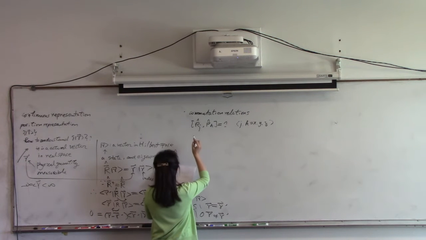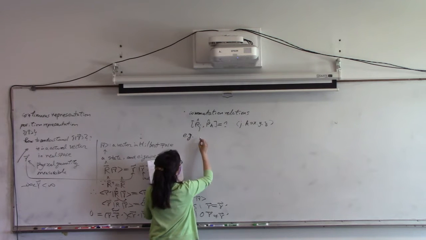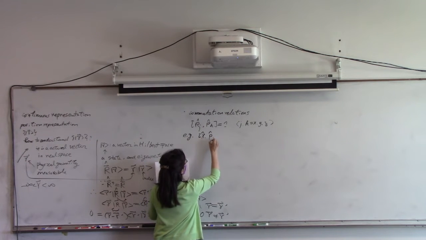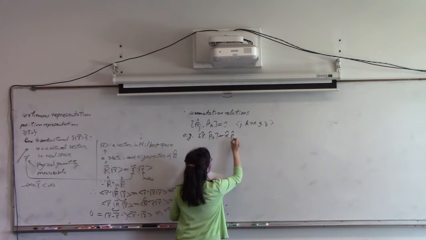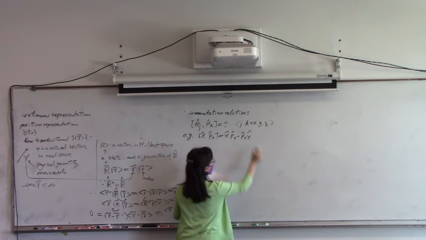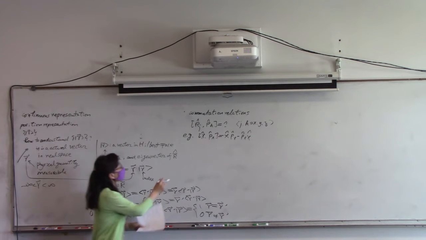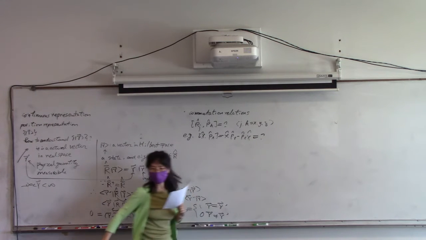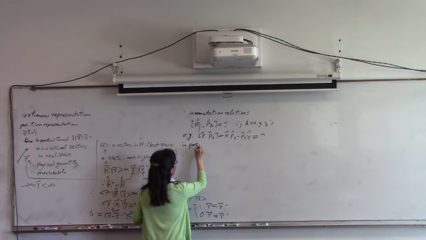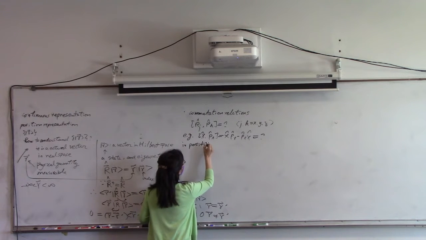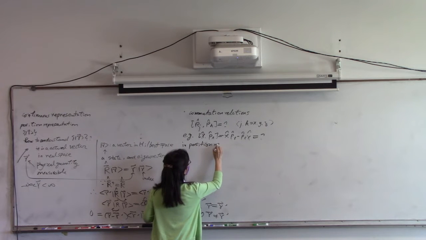Now, for example, let's just consider the X component. Let's look at this one first. We want to see how much it is. The definition is this difference, right? Okay. This is our question. How to do that? Let's first put it in the position representation.